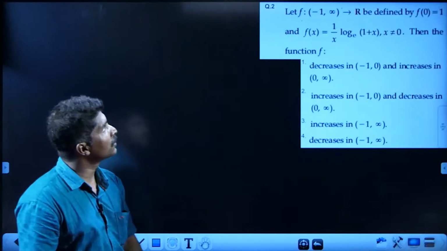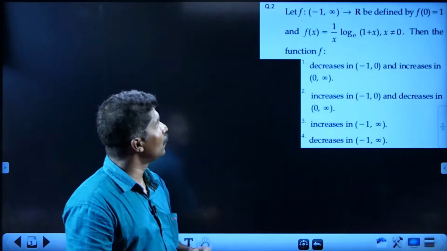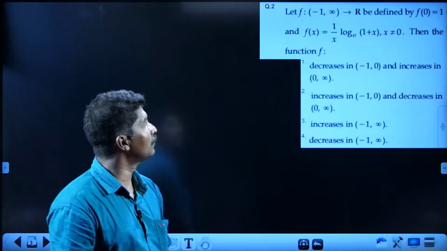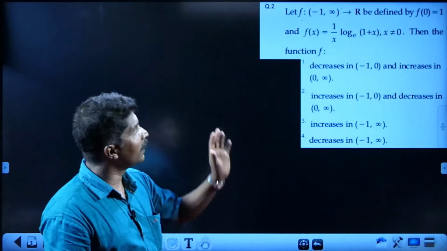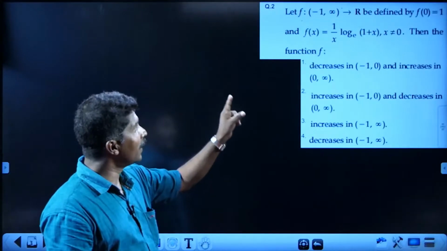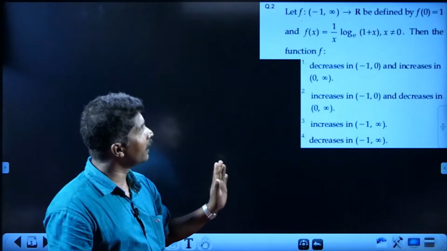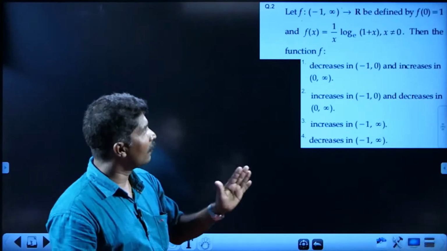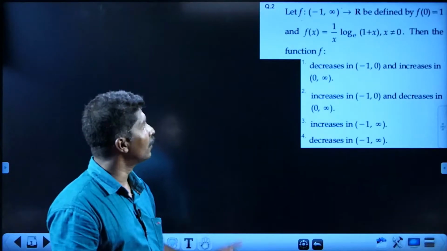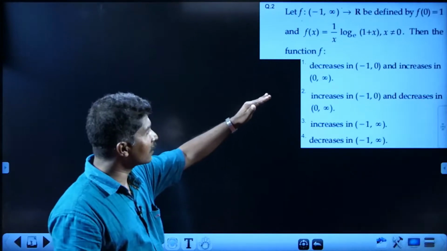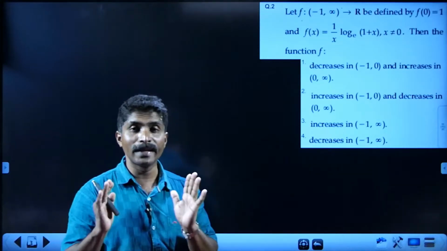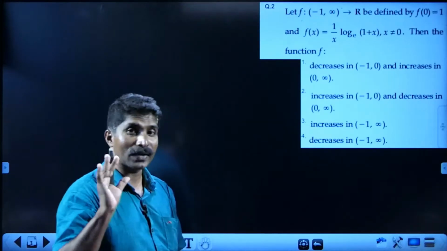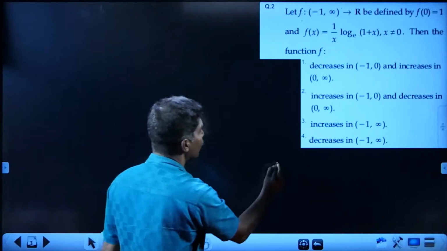And the second question: f from the open interval (-1, infinity) to R be defined by f of 0 is equal to 1 and f of x equal to 1 by x into natural logarithm of 1 plus x, for x not equal to 0. Then the function is, it is asked about the nature, increasing or decreasing. Okay. So for that, you know that you have to differentiate. So first you will calculate the derivative.